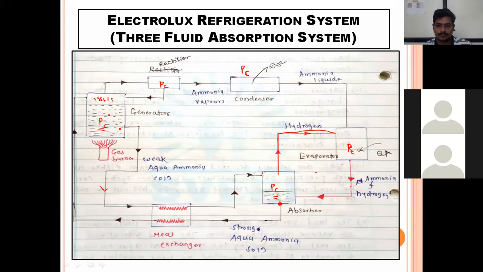That's why because of gravity difference, the flow will take place from weak aqua ammonia solution to strong aqua ammonia solution. Second thing: here the pressure inside the condenser is the same as the pressure inside the evaporator. Why do we use hydrogen? Hydrogen is used as a catalyst. Catalyst means, to increase the rate of evaporation of ammonia, we are using hydrogen as a catalyst. How is that hydrogen acting as a catalyst?